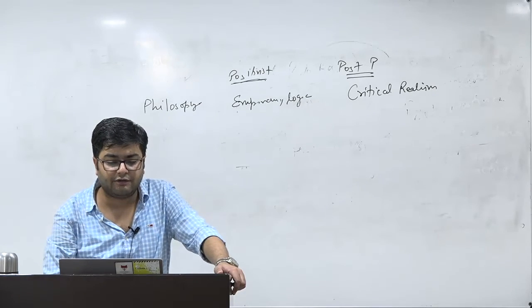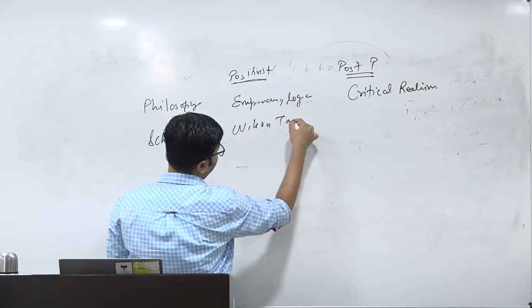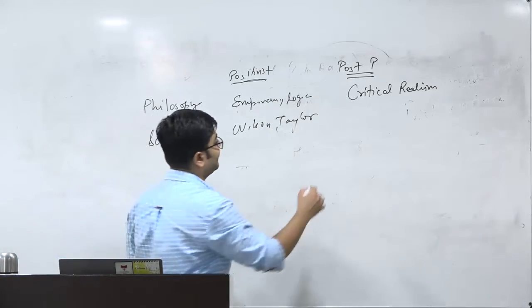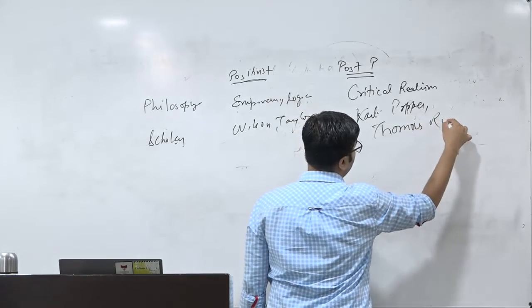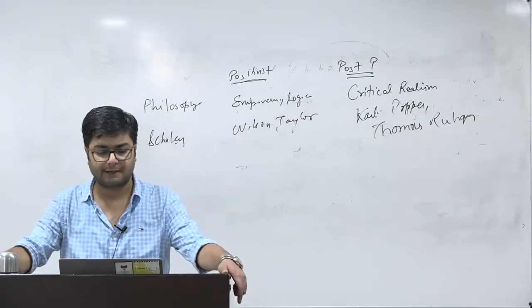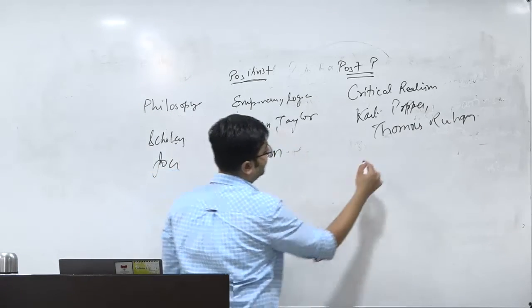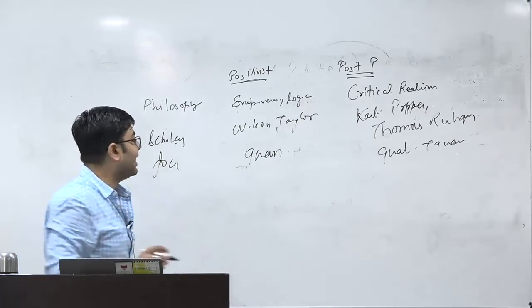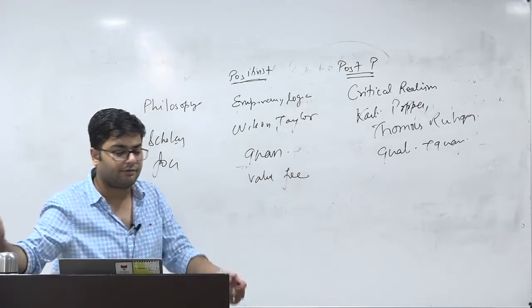Right? If I look at the positivist perspective, scholars: Wilson, Taylor. Here, Karl Popper, Thomas Kuhn. Kuhn, not Ann. The focus is on quantitative, whereas here it is qualitative plus quantitative. Value free. Value laden.